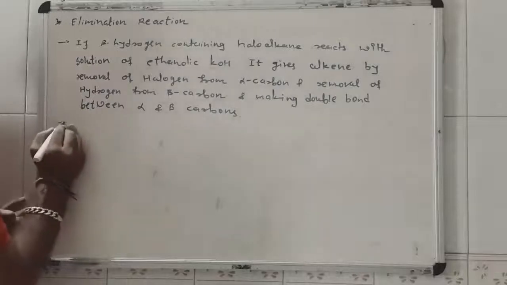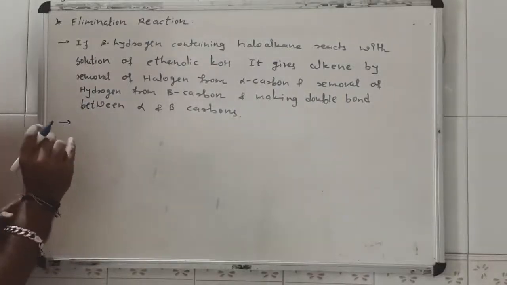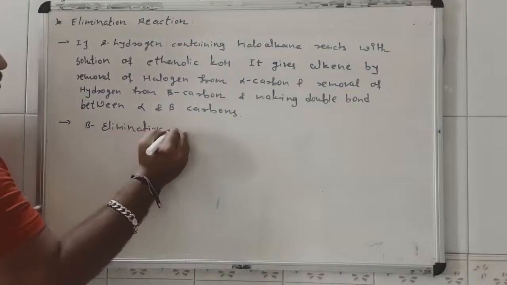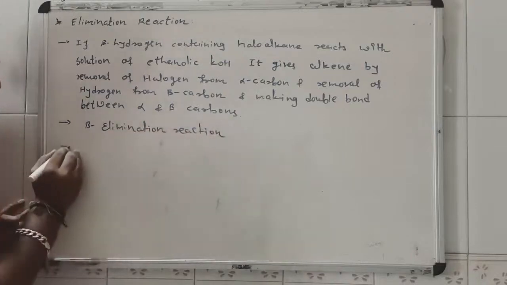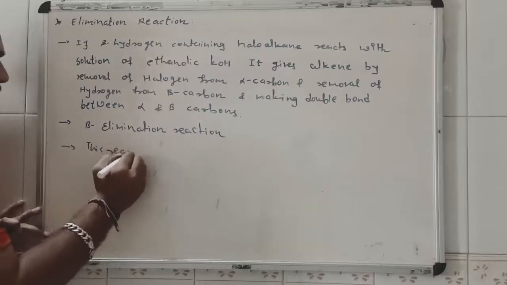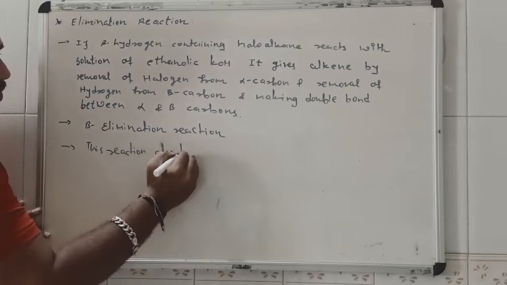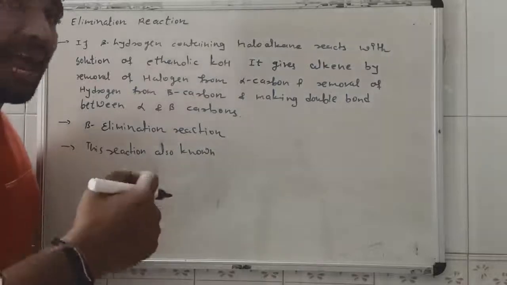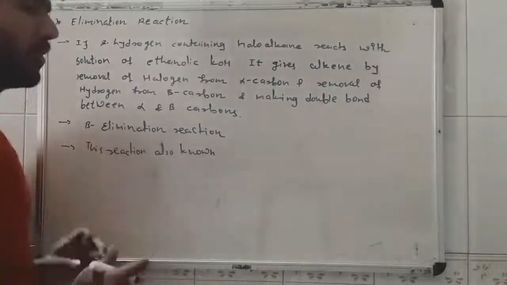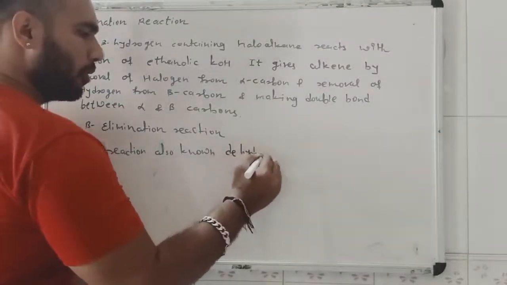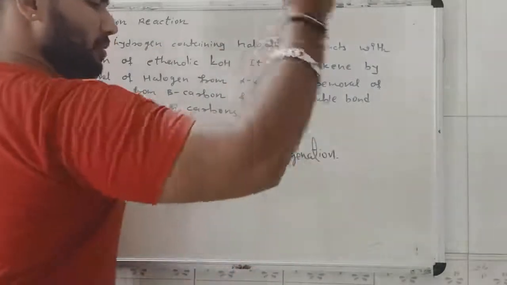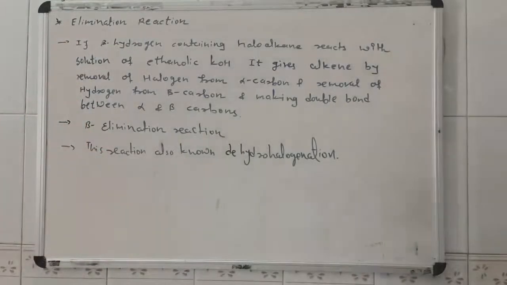Okay, and one thing I want to tell you about that. See, here this reaction is called the beta elimination reaction. This is the beta elimination reaction, but this reaction is also known as, okay, what did we remove? Hydrogen: dehydrogenation. What did we remove? Halogen: dehalogenation. Combine both of them, simple.